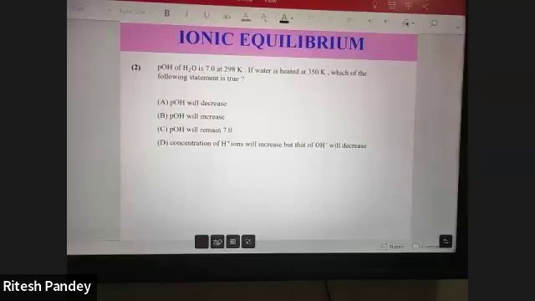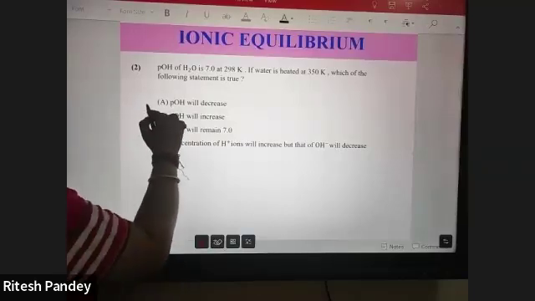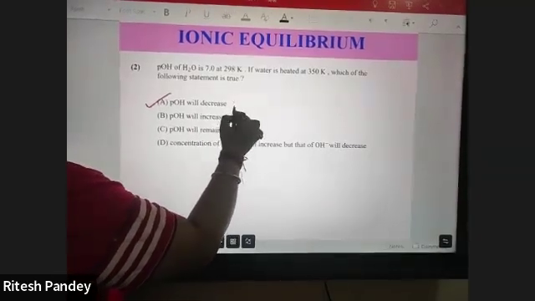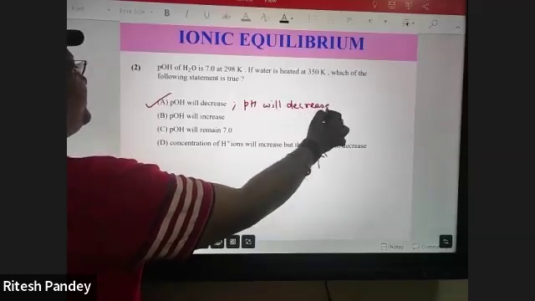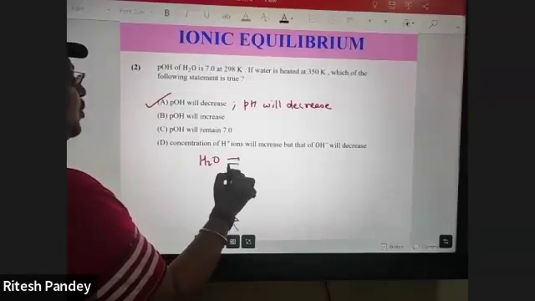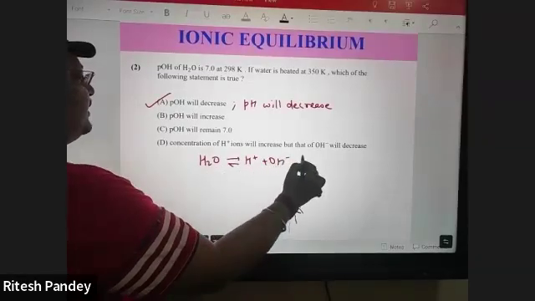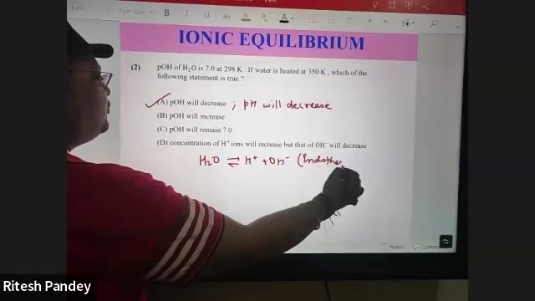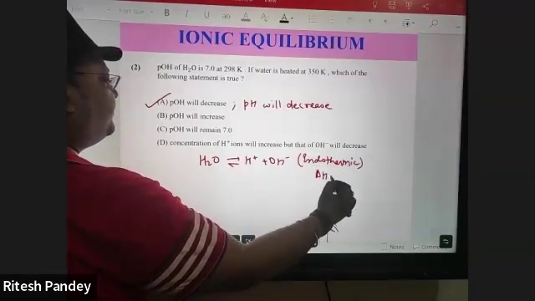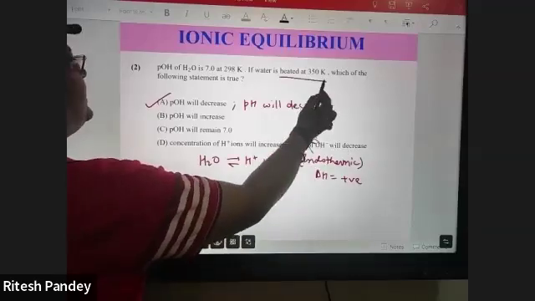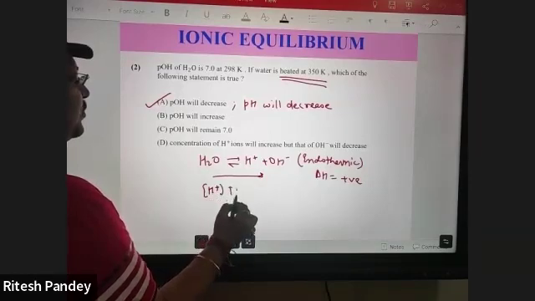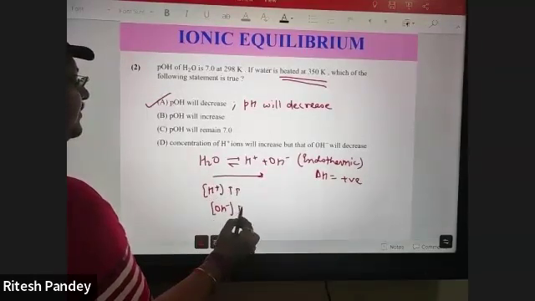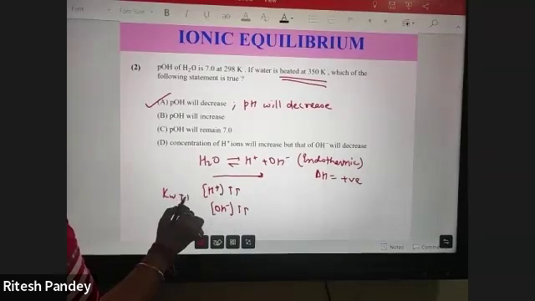pOH of water at higher temperature will decrease. A. Naturally, pOH will decrease. Now, pOH will decrease, pH will also decrease, and that's exactly because, as you would know by now, water becoming H plus and OH minus is an endothermic reaction. Now, this being endothermic, delta H positive, on increasing temperature, on heating, naturally the equilibrium will move forward. H plus will increase and OH minus will also increase. That's exactly because KW in general is increasing.